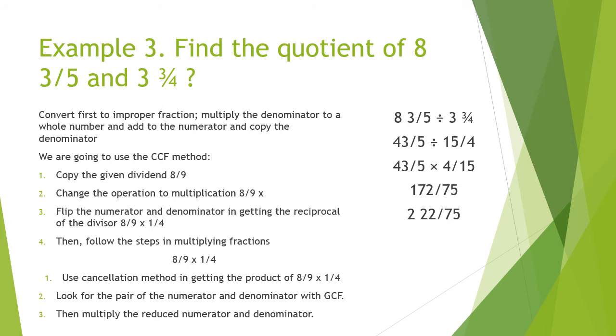So, can we use the cancellation method? No, because there is no possible pair with greatest common factor. So, multiply the numerator and denominator. 43 times 4 equals 172 and 5 times 15 equals 75. We have 172 over 75.